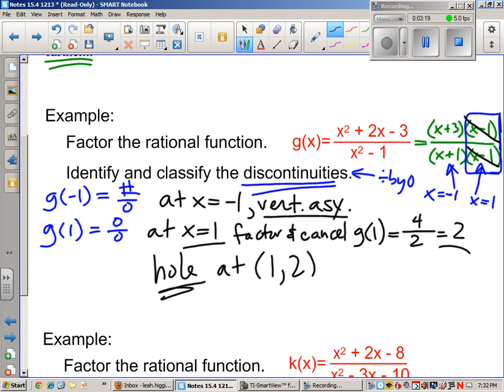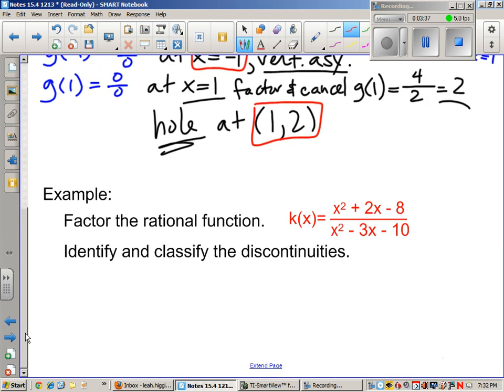I've got a vertical asymptote for one of them, and I've got a hole at the other one, the two different kinds of discontinuities. The vertical asymptote is a vertical line. This is the vertical line of that asymptote, and a hole is a point, so I want to make sure I give both the x and y coordinates. Let's try another one. We want to factor this one.